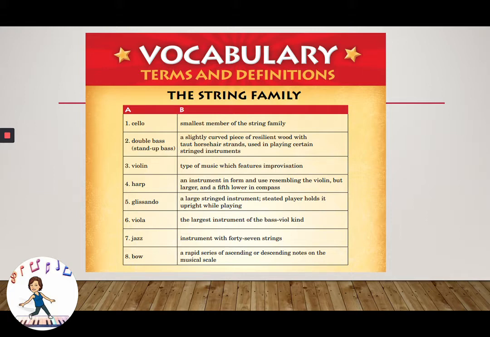Okay, let's look at number 3, the violin. It's the smallest member of the string family. The harp is an instrument with 47 strings, and it makes angelic sounds. A glissando is not an instrument, but it is a rapid series of ascending or descending notes on the musical scale.